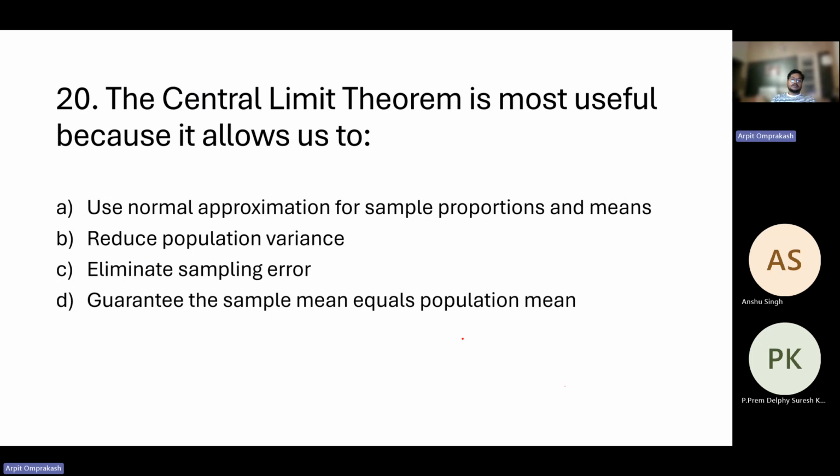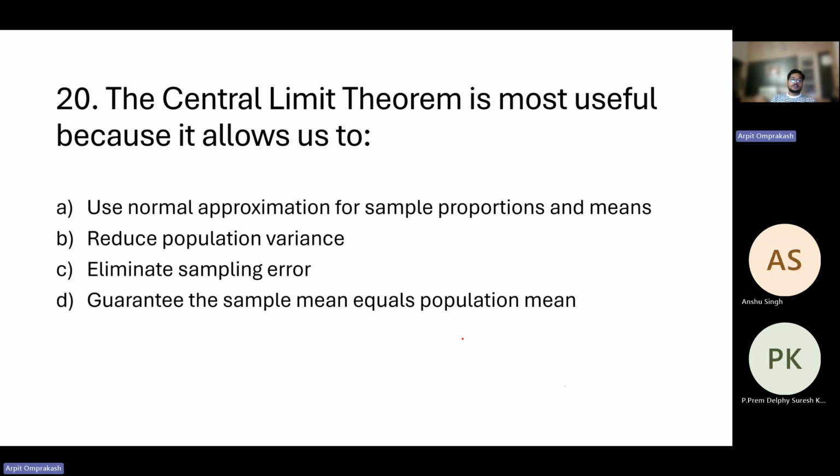Then eliminate sampling errors. So sampling error reduces as you increase the sample size according to the central limit theorem, but it does not eliminate sampling error, right? There'll always be error, and that error can be reduced by sampling better. For example, if you have a structure in your population, then you should have a stratified kind of sampling and follow better sampling protocols that can reduce your sampling error, right?